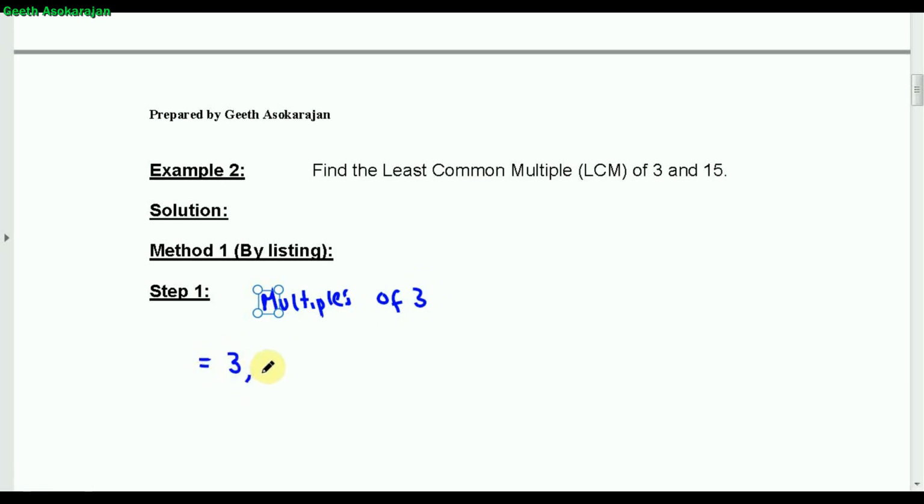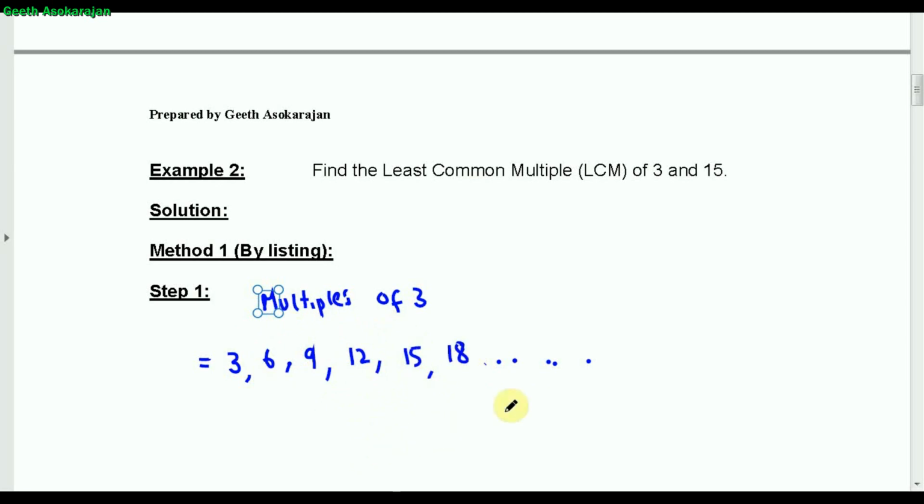3 times 1 is 3, 3 times 2 is 6, 3 times 3 is 9, 3 times 4 is 12, 3 times 5 is 15, 3 times 6 is 18, and you don't need to continue. You can stick with a certain amount of multiples, because when we go through the final step, one of these may be common to both sets of multiples. So let's just stick there for now.